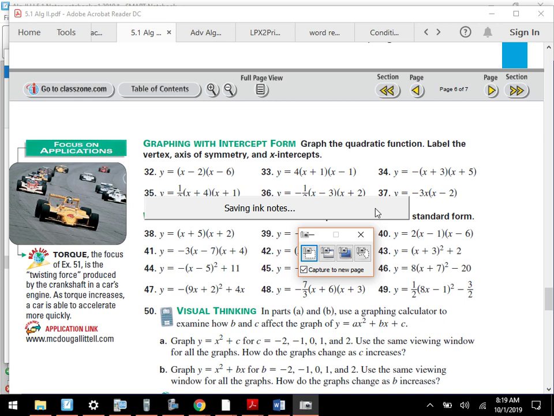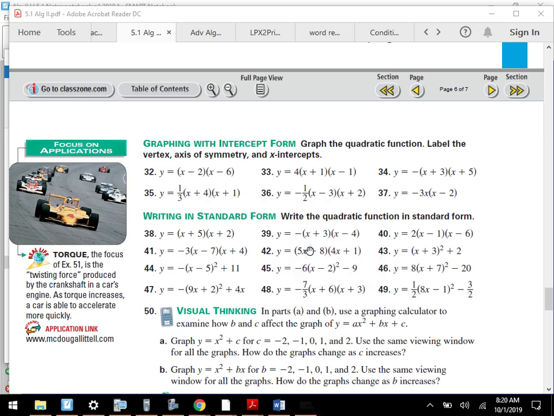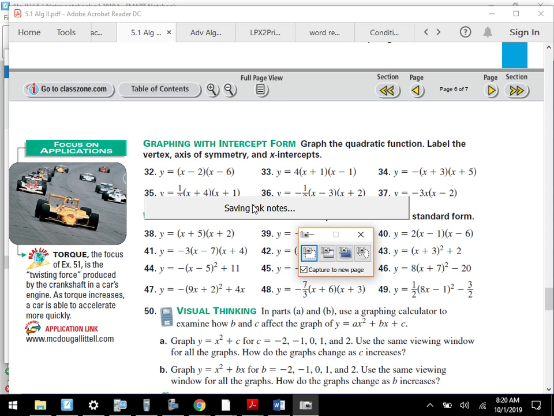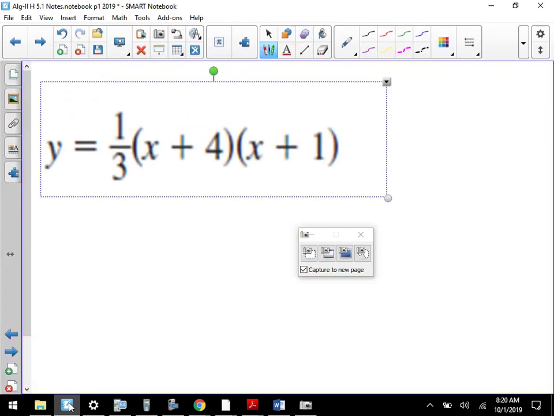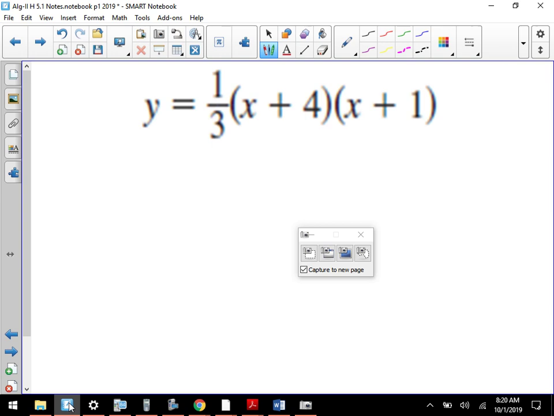Actually, let's do a fraction. Let's do a weird fraction. All right, last one. We'll do it on your own.